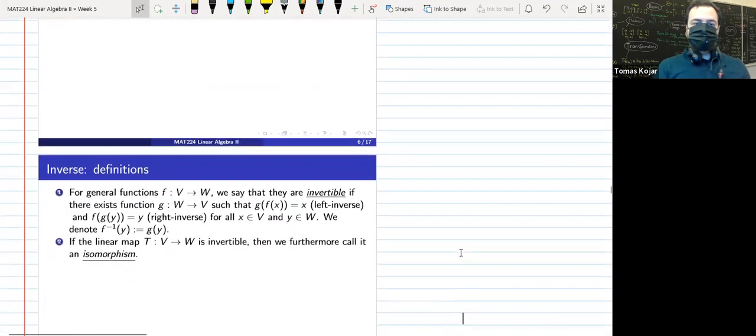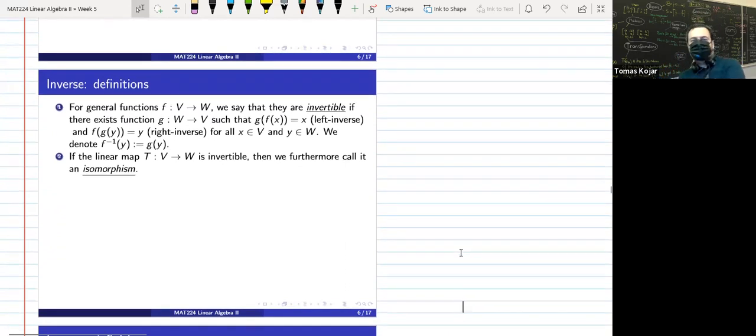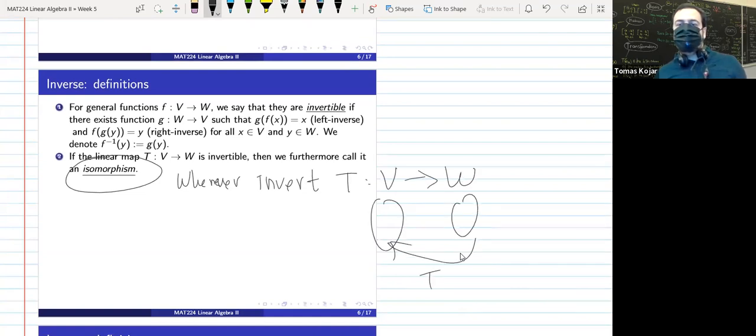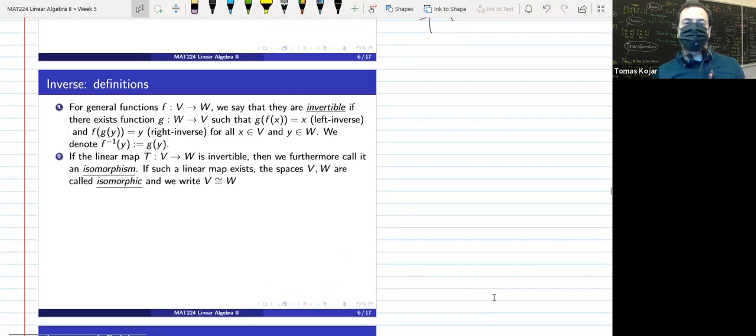All right. And finally, let's introduce our main object for the rest of the course, called an isomorphism. So whenever you can invert your map T, we call T an isomorphism, and we call these two spaces isomorphic, and we write this notation here. Okay. So whenever this is possible, and it's not always possible.